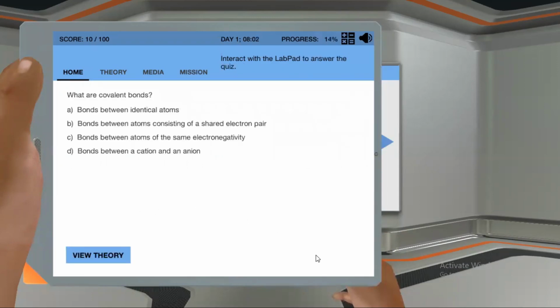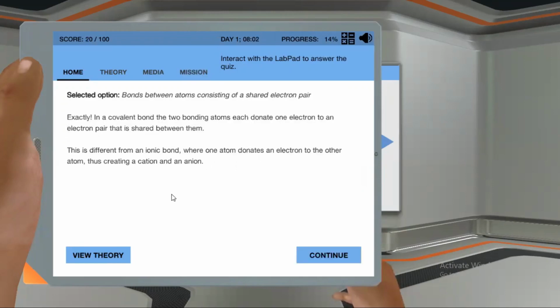What are covalent bonds? Exactly. In a covalent bond, the two bonding atoms each donate one electron to an electron pair that is shared between them. This is different from an ionic bond, where one atom donates an electron to the other atom, thus creating a cation and an anion.